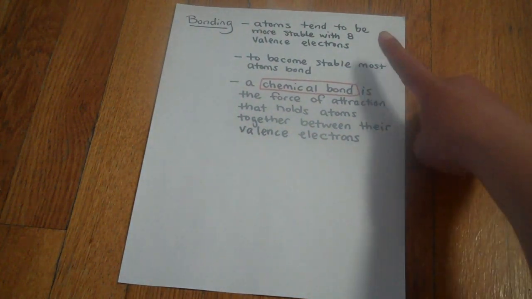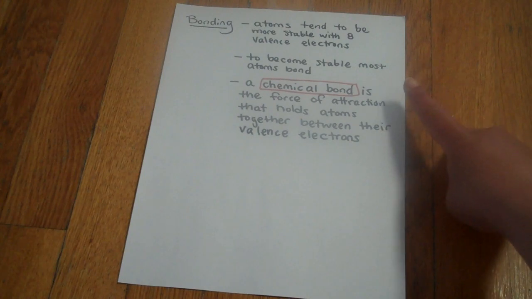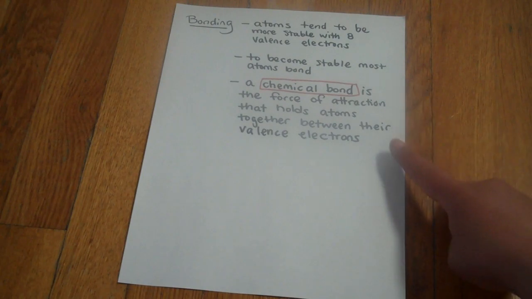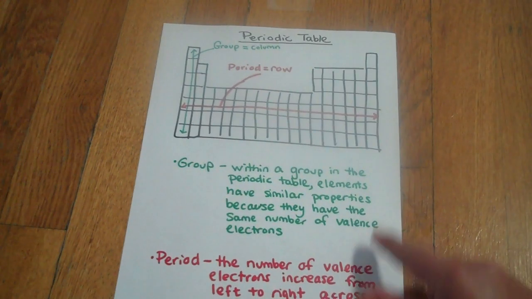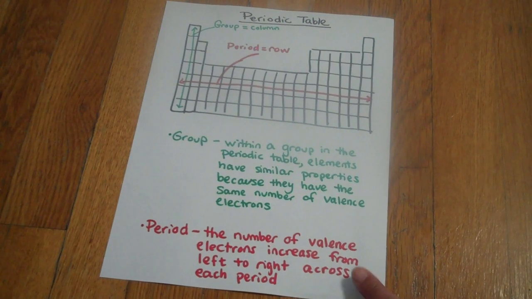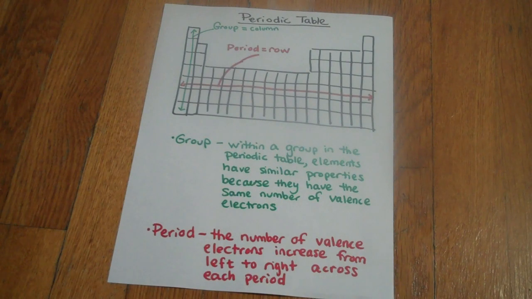Bonding: atoms tend to be more stable with 8 valence electrons. Remember, that's the outermost highest level. And to become stable, the atoms must bond. A chemical bond is the force of attraction that holds atoms together between their valence electrons, and it helps with stability. Now, to understand that, we need to look specifically at the periodic table, how it's set up, because it's set up looking at the groups of the valence electrons and their stability.